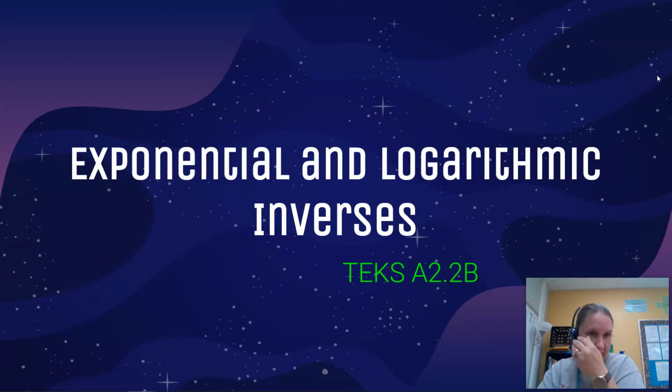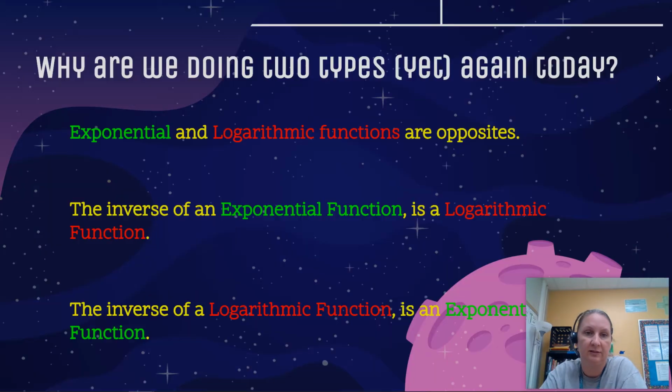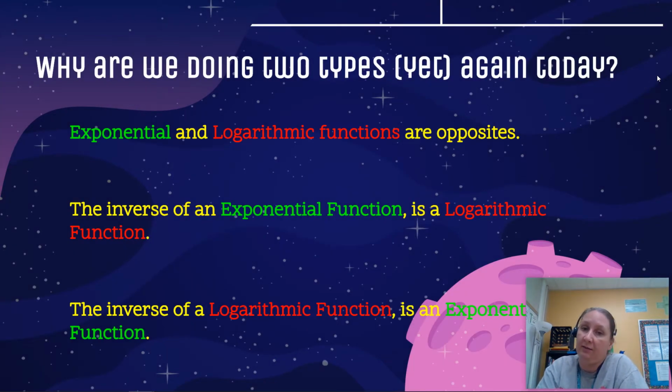Okay, so this is the last video for 1-4 looking at exponential and logarithmic inverses. Why are we doing it again? Because there are two more types of opposite functions, exponential and logarithmic.